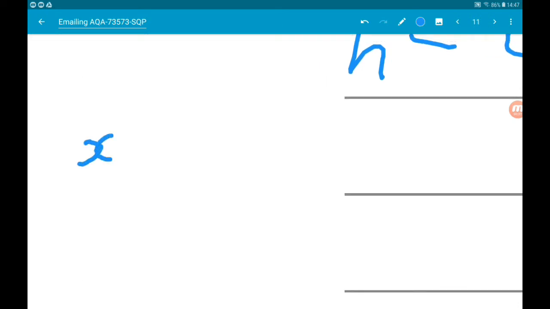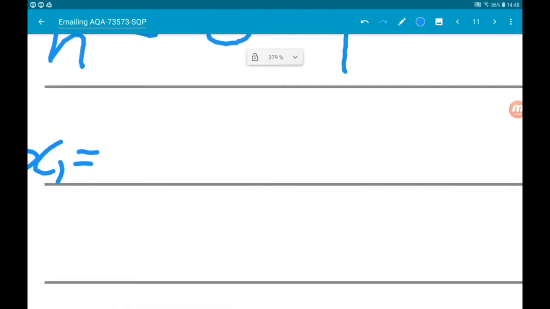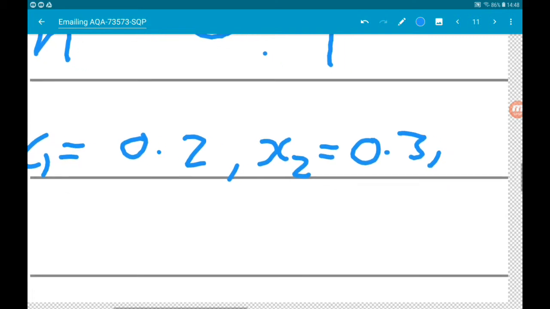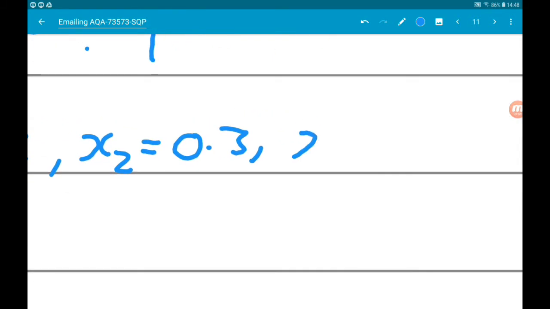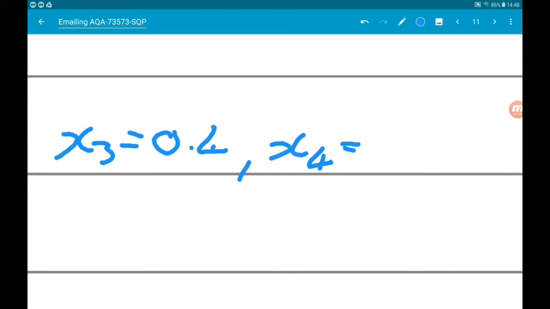Now for our x values, x0 is 0.1, x1 is 0.2, x2 is 0.3, x3 is 0.4, and x4 is 0.5.